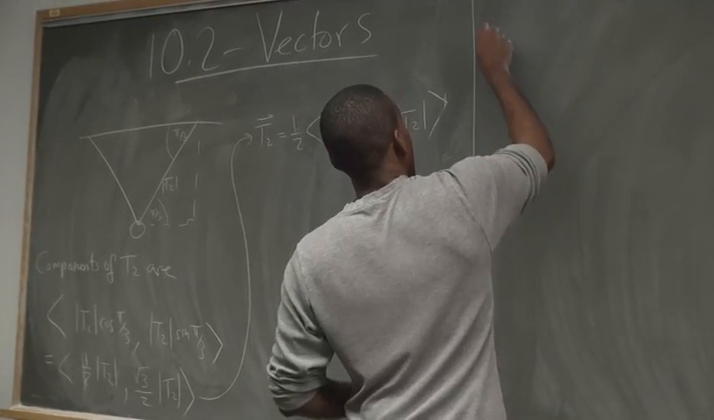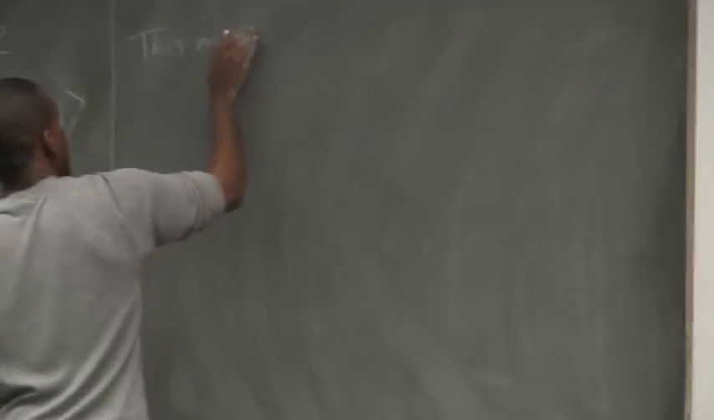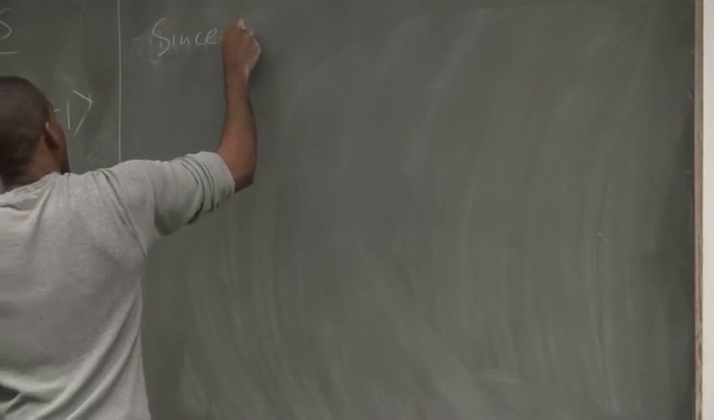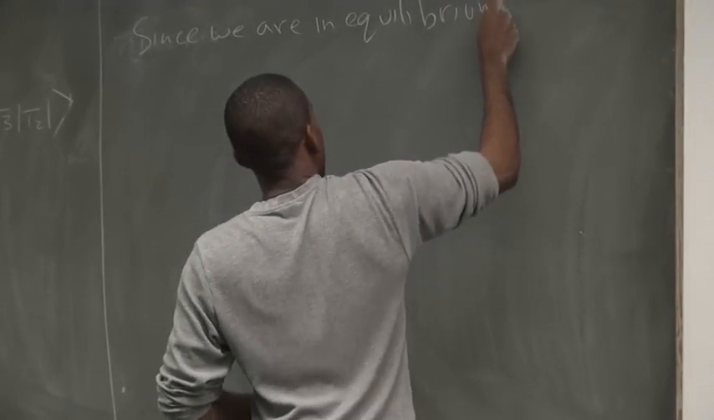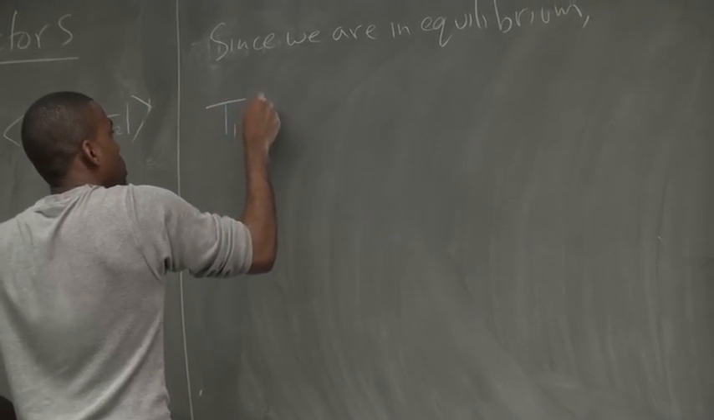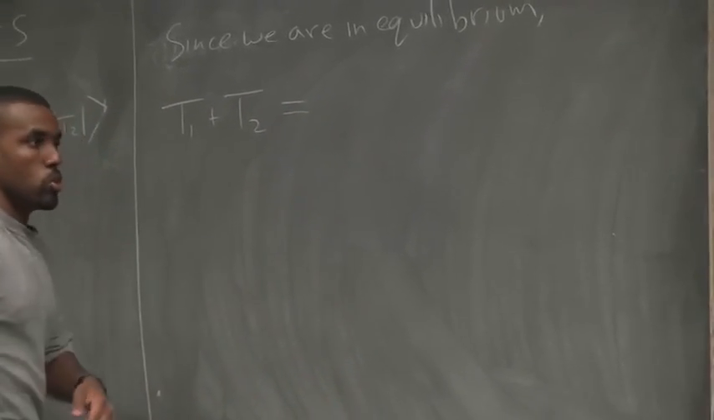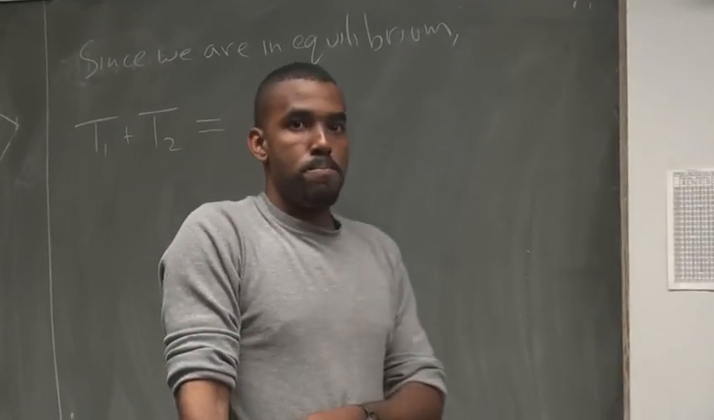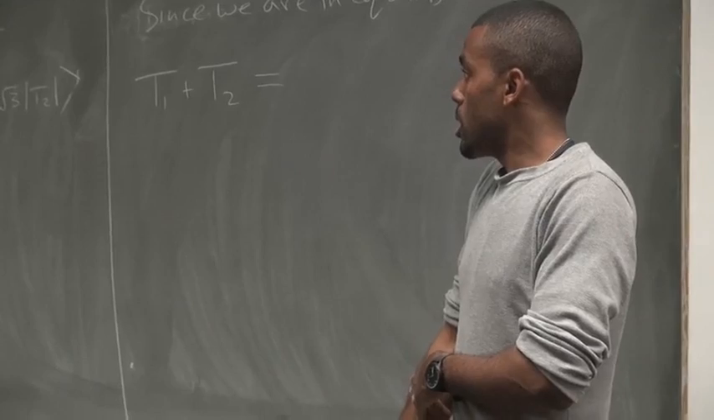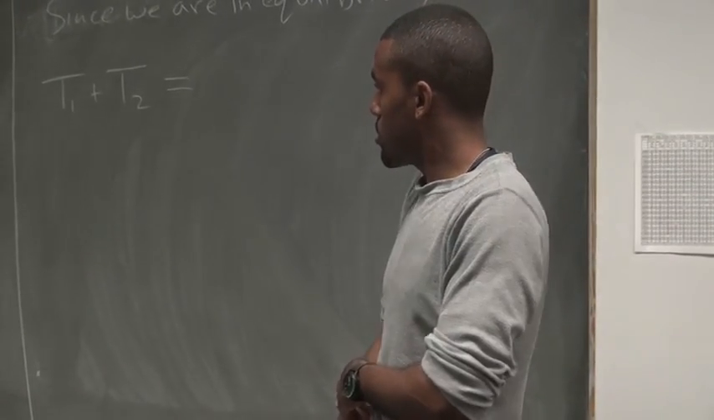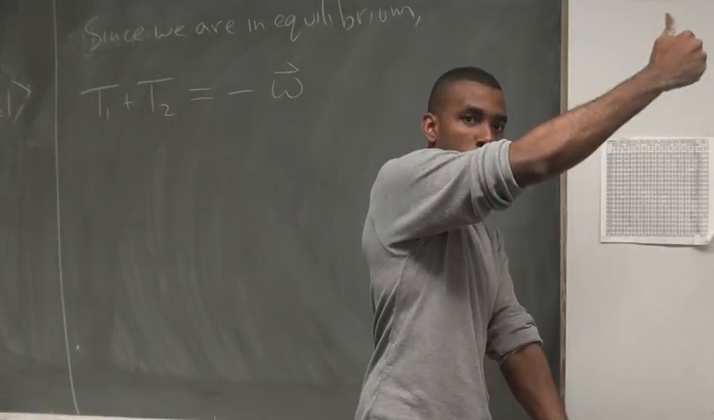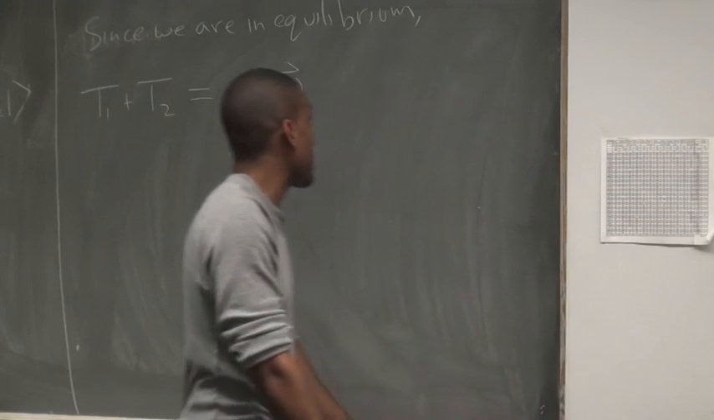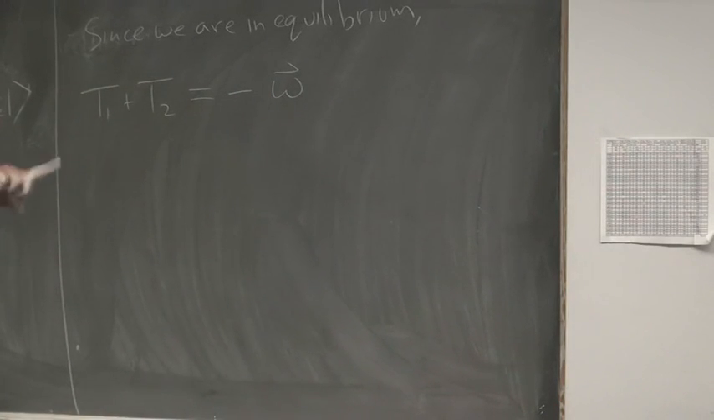So what do we know? Since we are in equilibrium, T1 plus T2 must be equal to what? Must be equal to W? No, to negative W. W is pulling down. These two forces are pushing up to keep the weight balanced. So it has to be going in the negative direction of W, which means that if I add these two vectors together, I should get the negative of that vector down there.